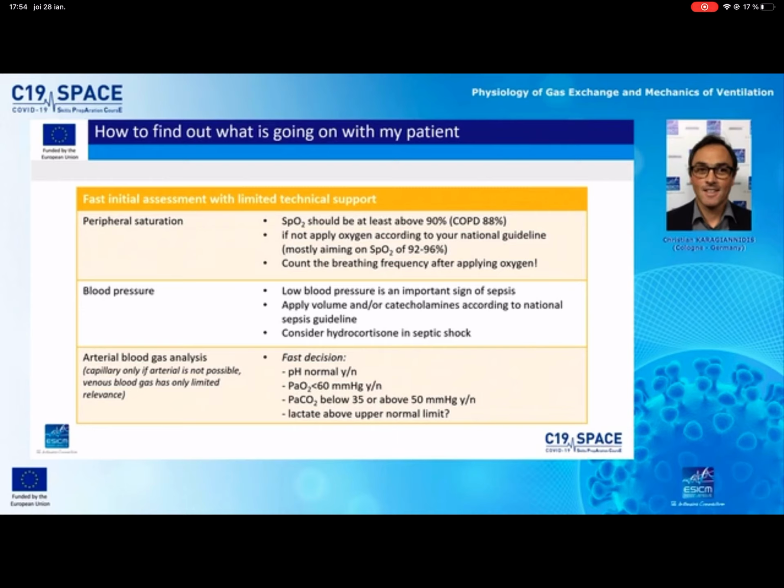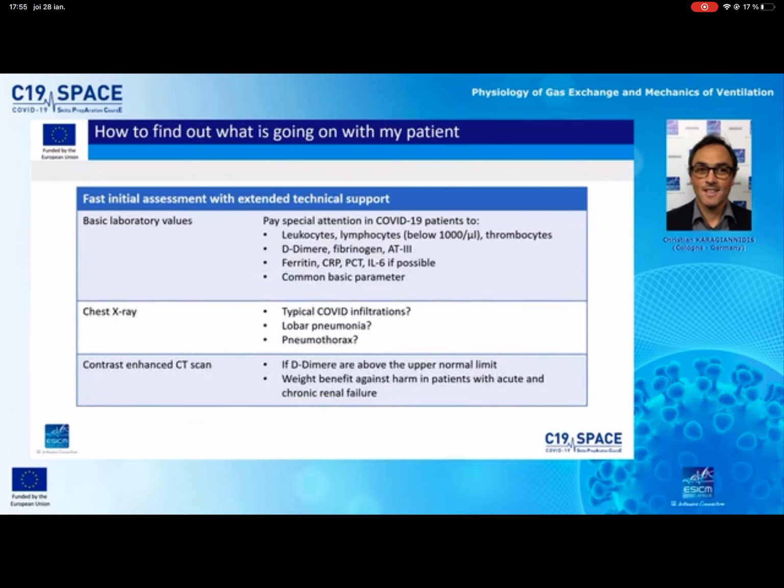In regard of the arterial blood gas analysis, you should perform it in this presentation of the patient. It's always good to make a fast decision in regard of the pH value. Is it normal or not? Is the PaO2 level below 60 millimeters of mercury? Is your CO2 high or low? And particularly, does your patient have lactate, which represents a mismatch in the peripheral perfusion?